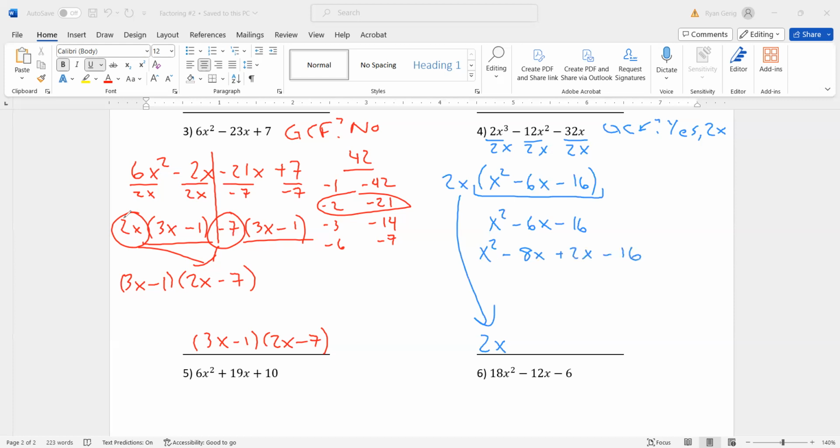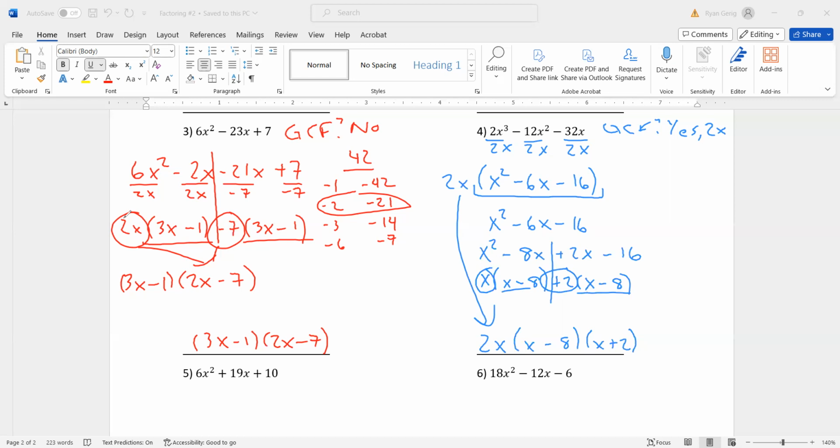I wouldn't need to group this. The answer at the bottom here is x minus 8 times x plus 2. But I'll show you that you can group it anyway. So I'm going to take an x out of this. Divide by x, I get x. Negative 8x divided by x is negative 8. GCF of 2x and 16 is 2. 2x divided by 2 is x. Negative 16 divided by 2 is negative 8. And there it is, x plus 2. See it down there. And x minus 8.